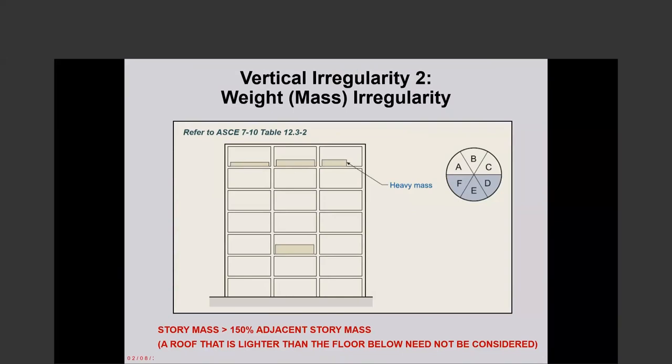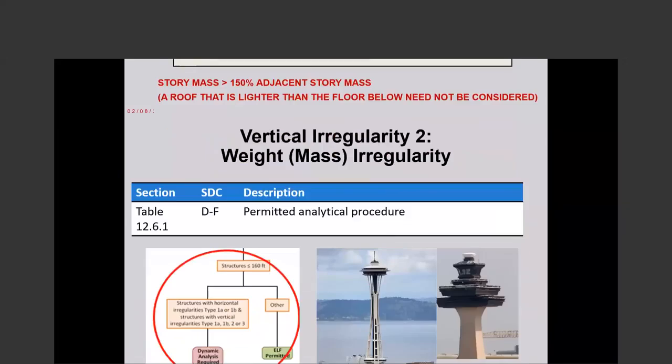Anyway, the definition is: story mass larger than 150% of adjacent story mass. Story mass at any one story is larger than 150% of adjacent story mass. In this case, the roof is exempt. A roof that is lighter than the floor below need not be considered under this irregular category.